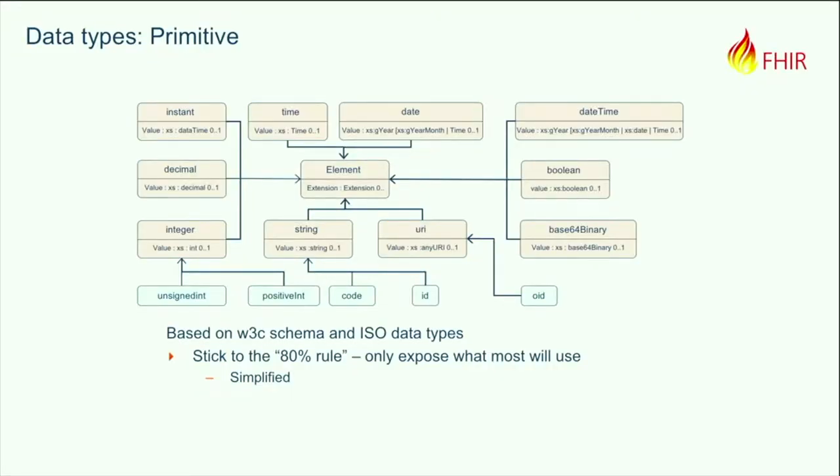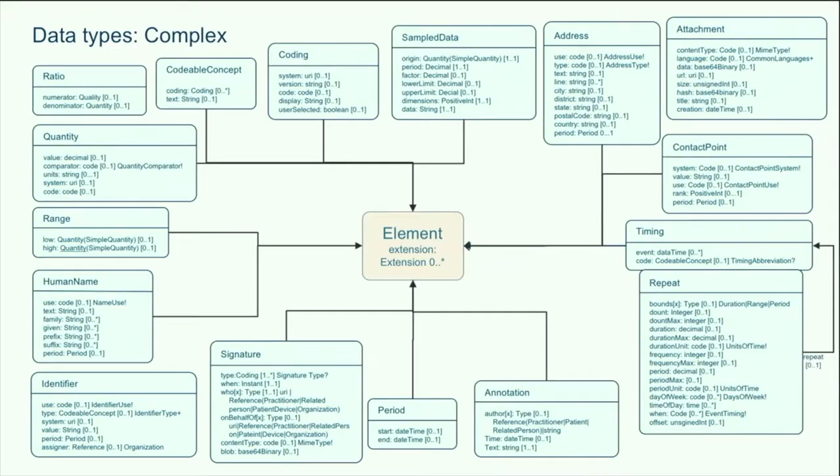You don't have to memorize this at all, but there are a couple of reasons why I wanted to show it to you. I wanted to point out that we have two kinds of data types. One is what we call primitive data types, and a primitive data type is something which just has a value. So it's time, date, a URI, a string, an integer, and so on. It has one value only.